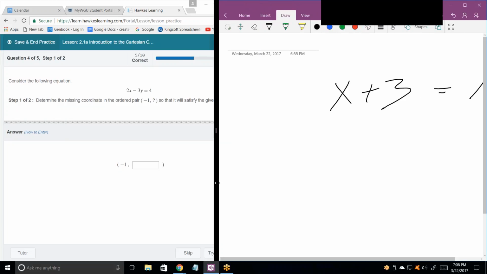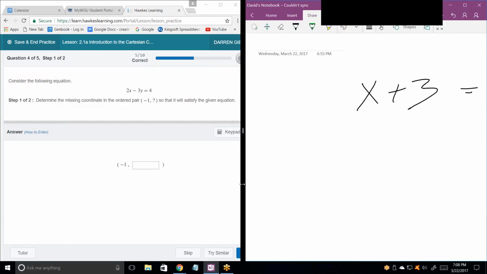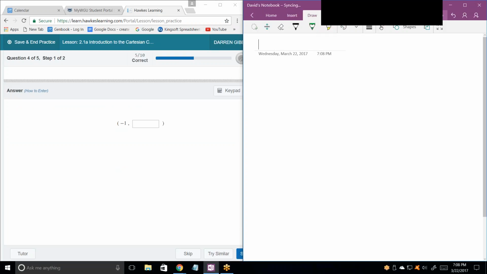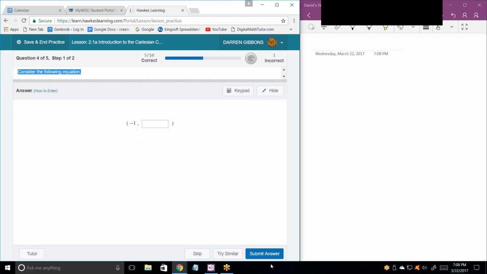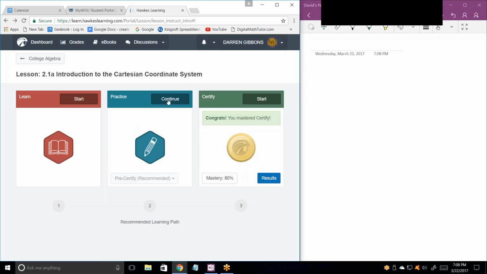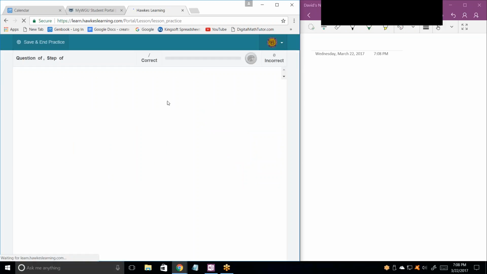Consider the following equation. What happened to it? What did I do? It disappeared on me. Can you scroll up? I don't see a scroll bar. Hold on a second, let me see if I go back. Hit practice again.